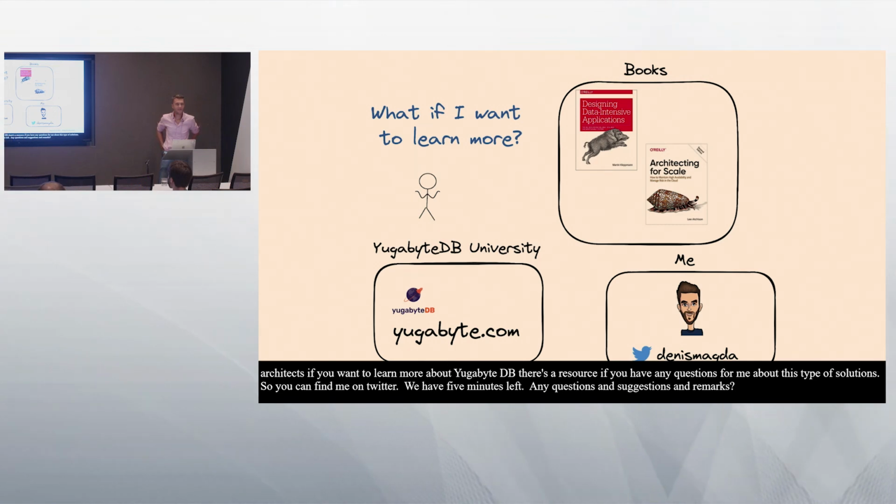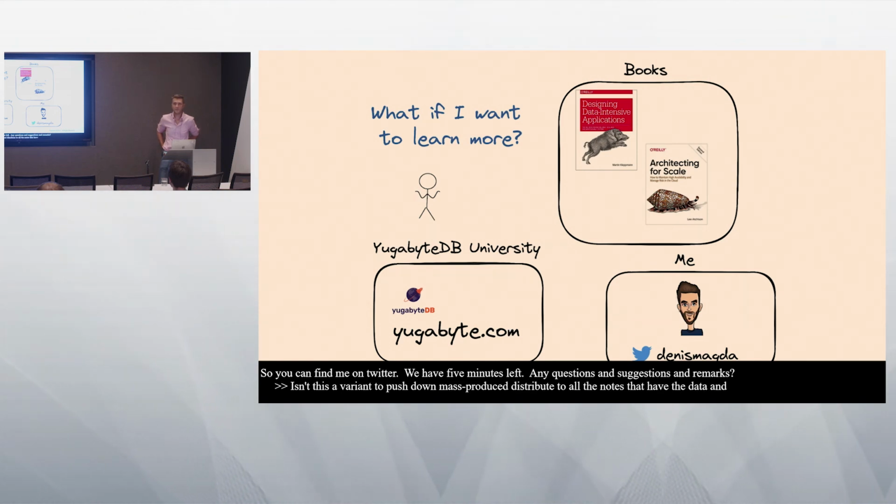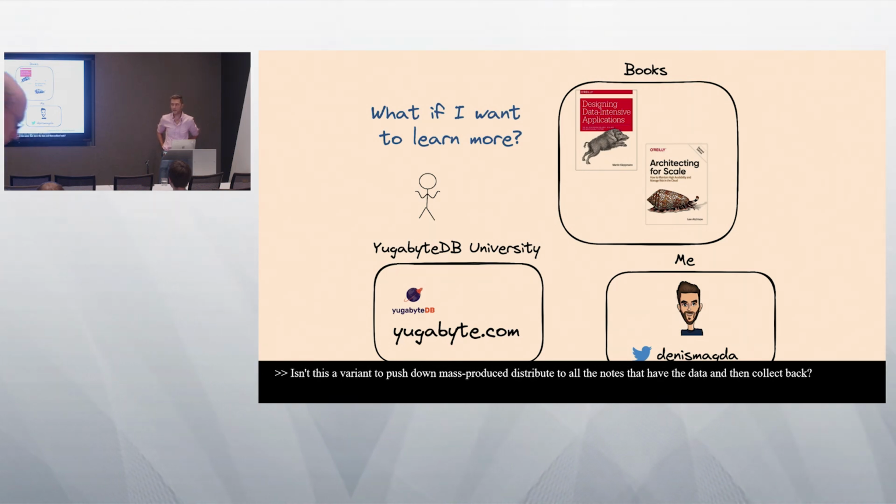So isn't this a variant of what was done in Hadoop, like push down, map, reduce, distribute to all the nodes that have the data and then collect back? That's right. It reminds me of the last one, right? Feature like that. It's the Hadoop style map reduce paradigm.